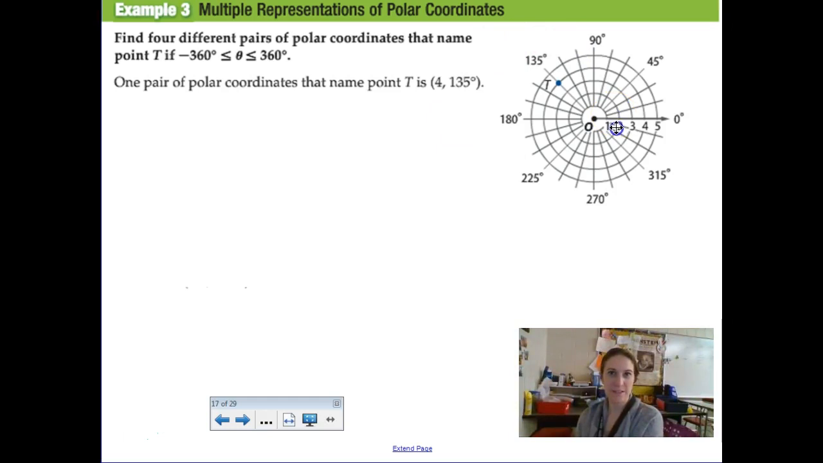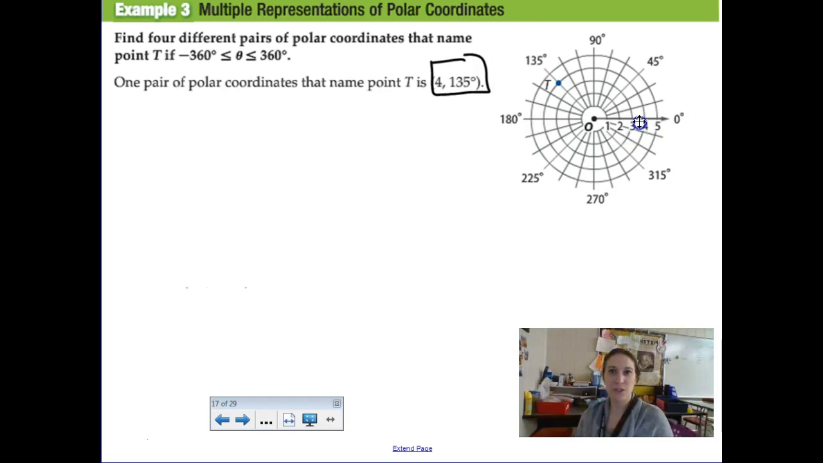This one is not in your notes, but I think it's a good one for us to look at. Before I say that, let me make sure that's true. I think it is. Yeah, this one's not in your notes, but that's okay. We can still do this. This is the ordered pair 4, 135. So find 4 different ordered pairs that give you that same point. It's kind of overkill, I think, but whatever.